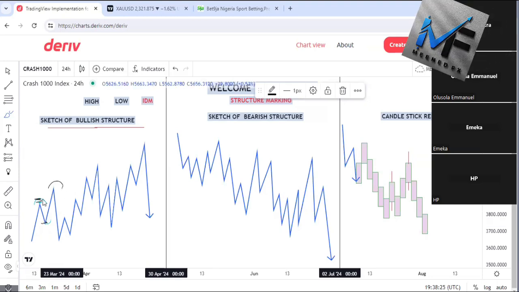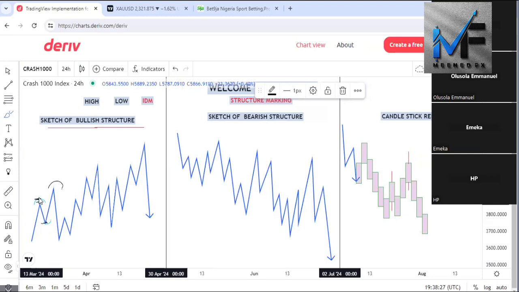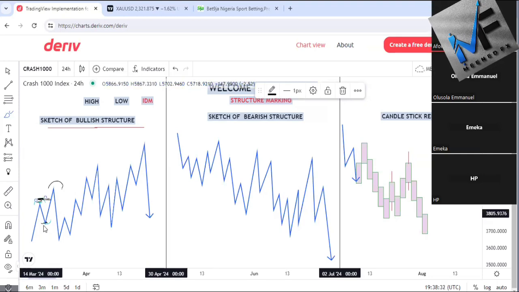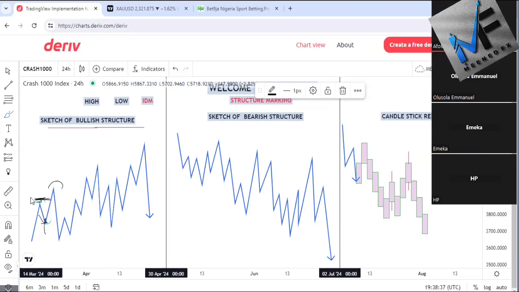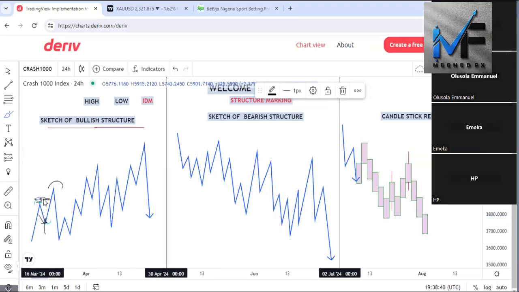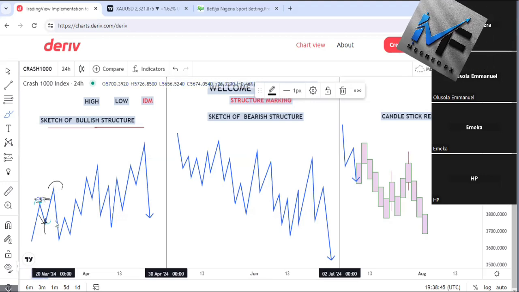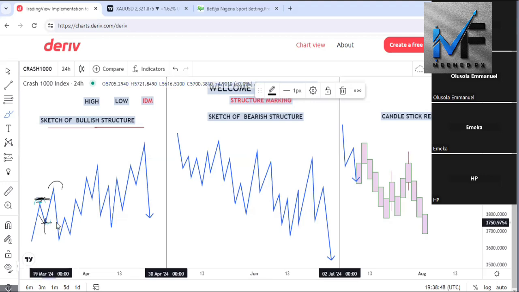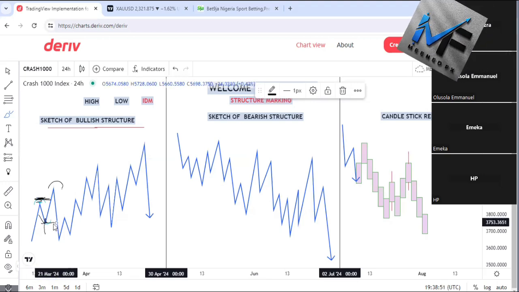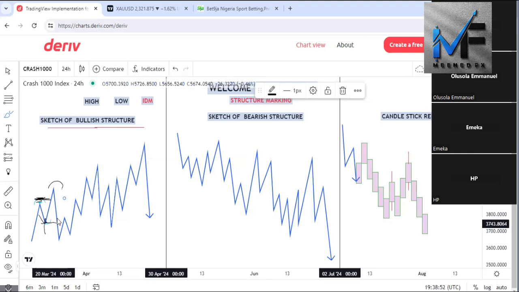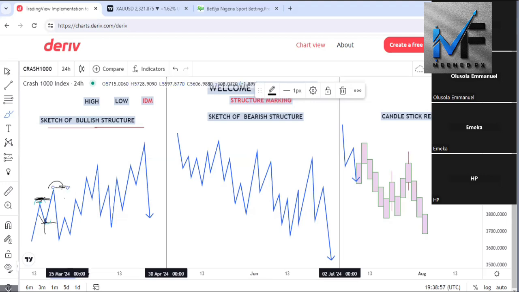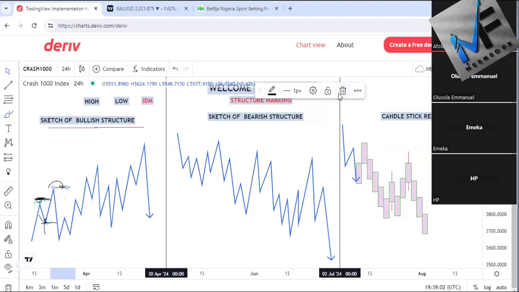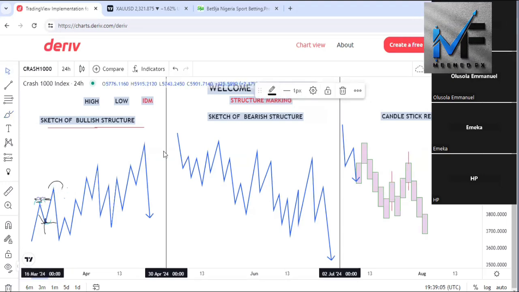If this one here would actually be a high, there must be an inducement it should have taken out. If price will make this place a high, it should take out inducement after it. But this did not take out any inducement, so this is not a valid high. But when price broke above, came back and took out this low, this retracement here, that served as an inducement. So this makes this particular high a valid high, because it took out inducement.